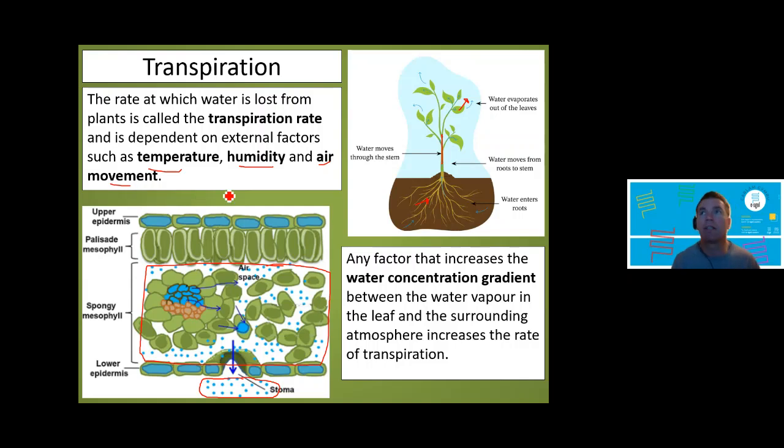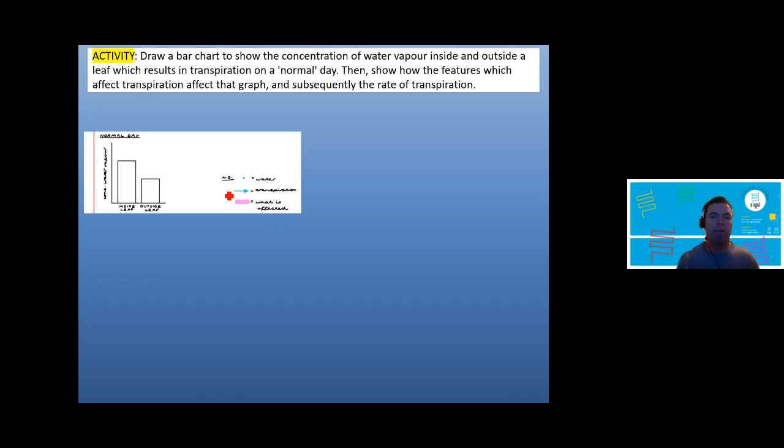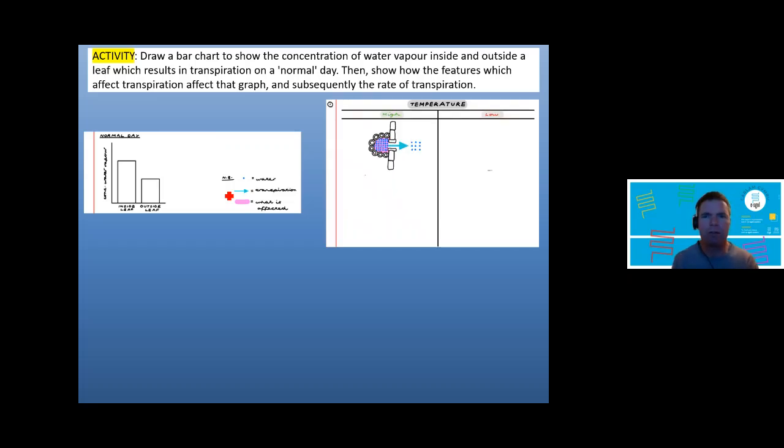So let's have a look at another activity that I can use to model these differences. I said draw a bar chart to show the concentration of water vapor inside and outside a leaf, which results in transpiration on a normal day. Then show how the features which affect transpiration affect that graph, and subsequently the rate of transpiration. That might seem like a complicated task, but I'm going to show you what's going on here. I'm going to respond to this activity so you can see what I'm talking about. So look, here I'm showing you what's happening with temperature.